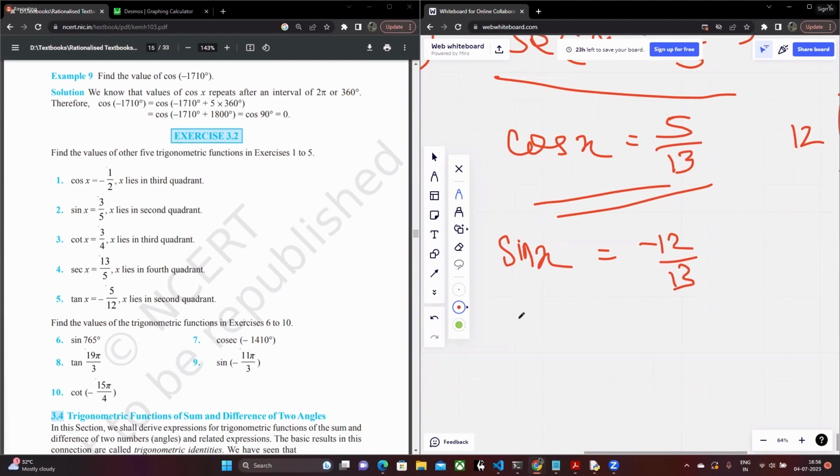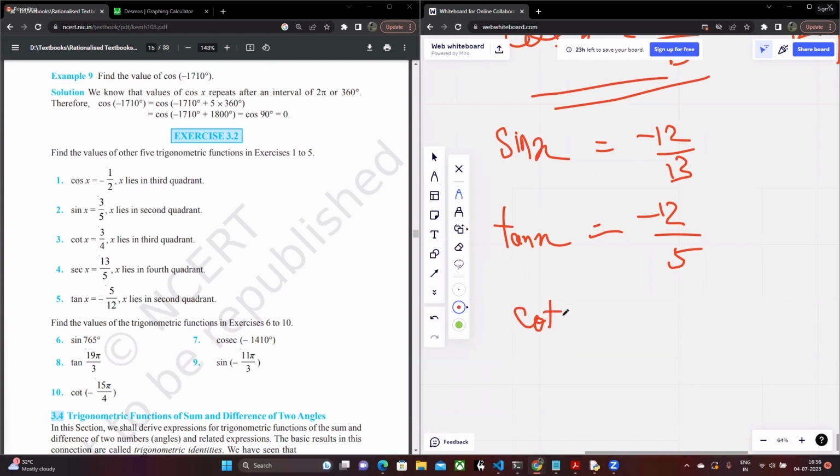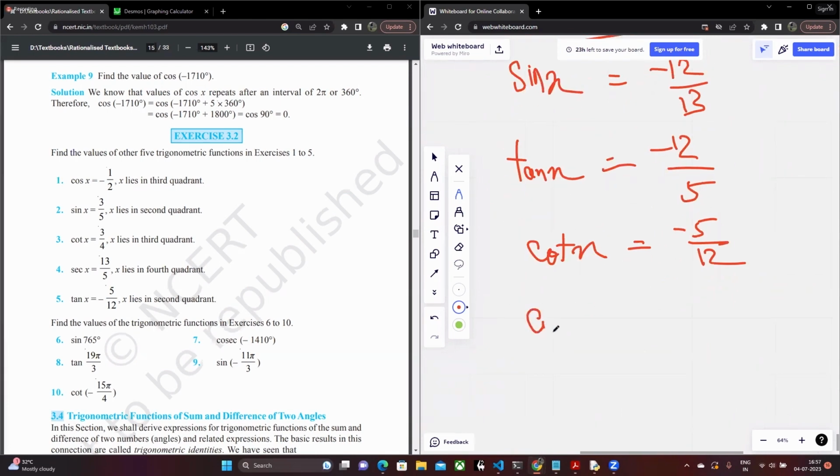Since cos x is positive, tan x is going to be minus sin x by plus cos x. That is going to be minus 12 by 5. And then cot x is going to be minus 5 by 12. And then cosecant x is going to be equal to minus 13 divided by 12.